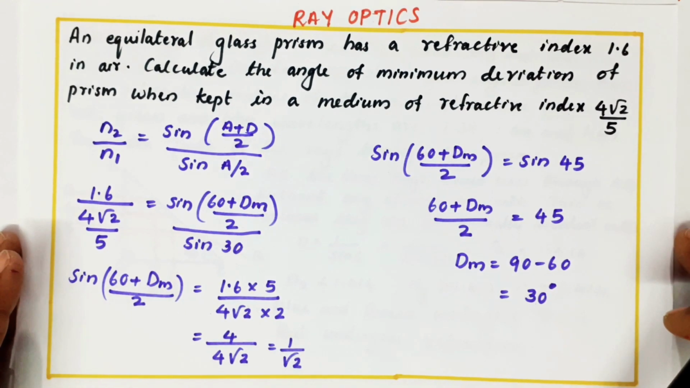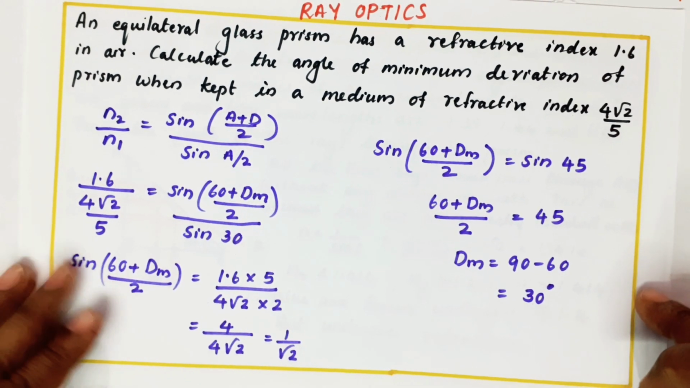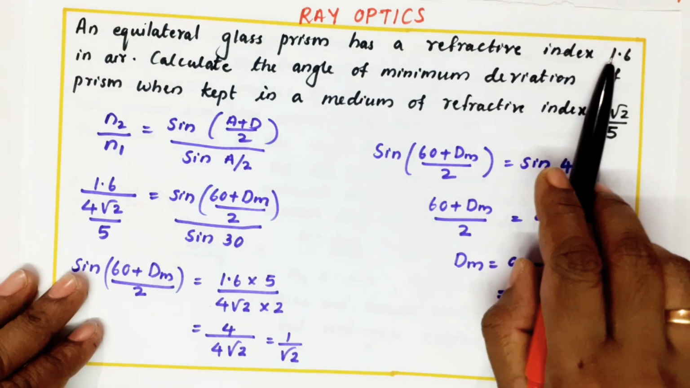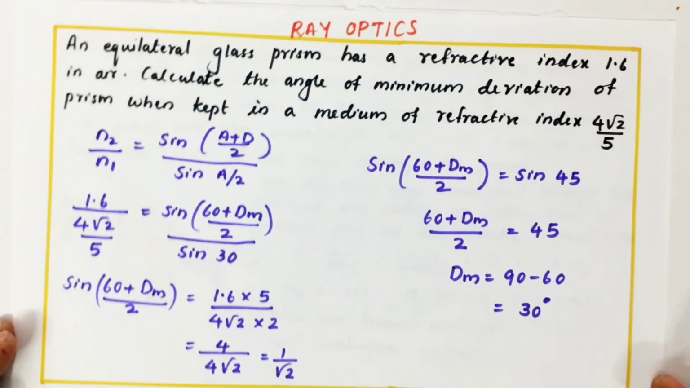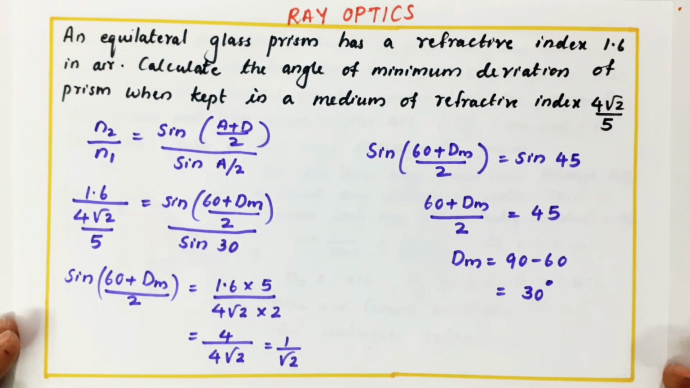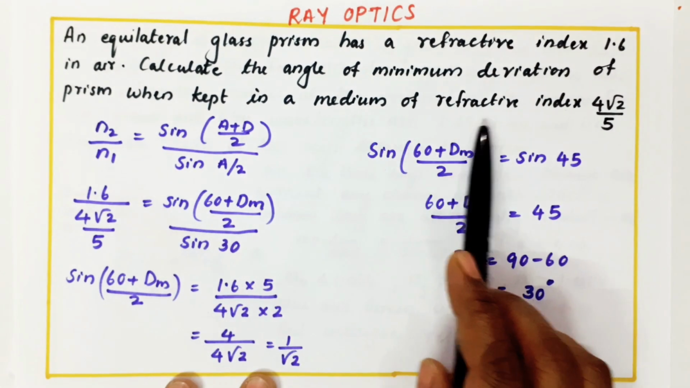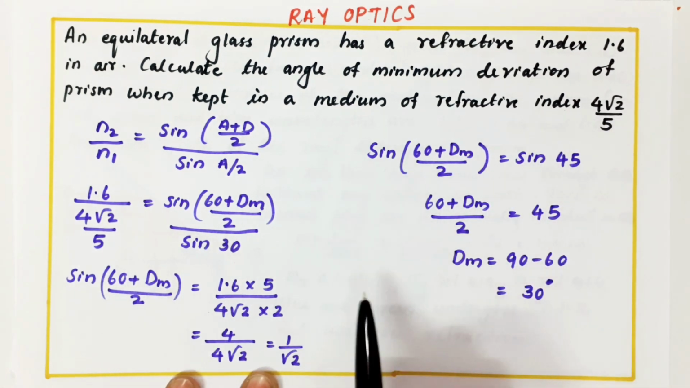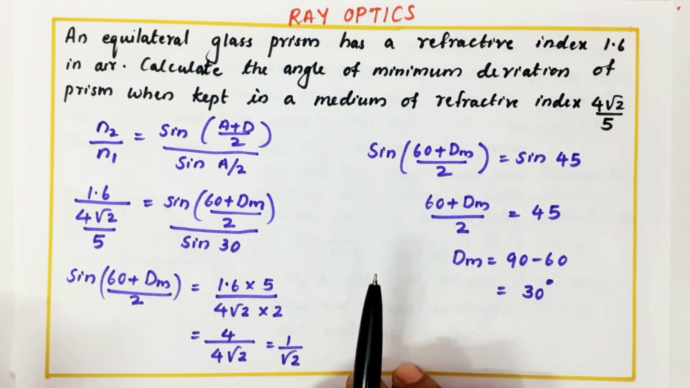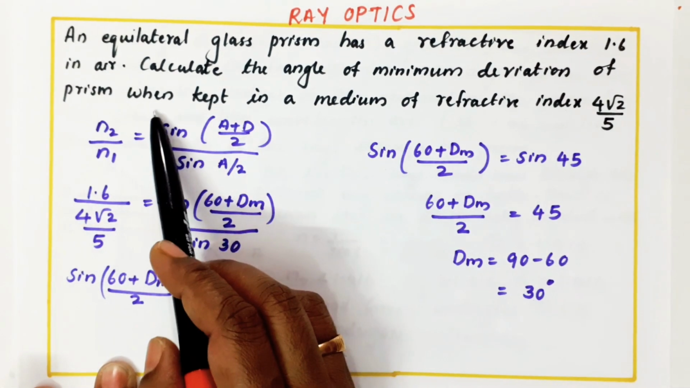In this ray optics part 11, I'm going to discuss a few numericals. An equilateral glass prism has a refractive index of 1.6 in air. Calculate the minimum deviation of the prism. Calculate the angle of minimum deviation of the prism when in a medium of refractive index 4 root 2 by 5. In the previous video, I discussed a few numericals, but in all the questions, I kept the glass prism in air. So I just changed the question so that the prism is in another medium.